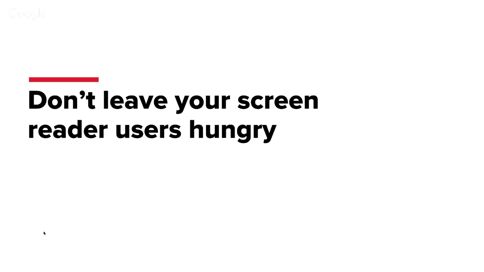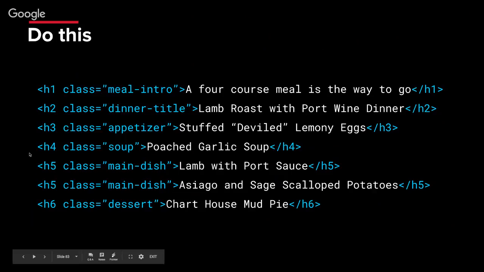Separate out your heading semantics from that CSS presentation. Here's a way that you can solve that without skipping heading levels. So you can do this instead. Here, you still have an H1 with the same 4-course meal as the way to go. Your H2, you can add classes to each of these. So you have an H1, an H2, an H3, an H4, an H5, another H5, and an H6, which is pretty great.